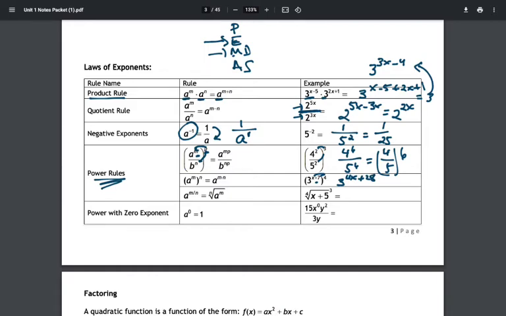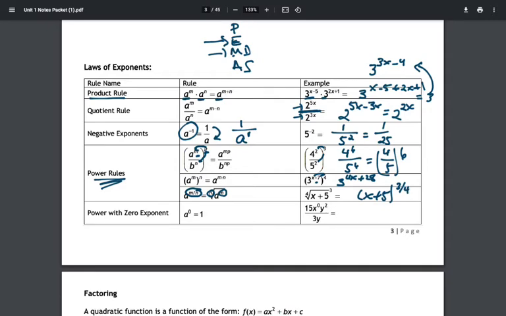On the next one, it's reminding you that when you have a fractional exponent, the denominator is the root and the numerator is raising it to a power. So here we've got x plus 5, and it's raised to the 3/4 power.